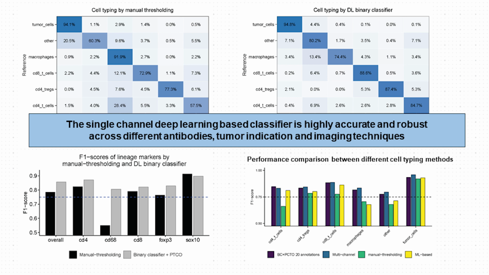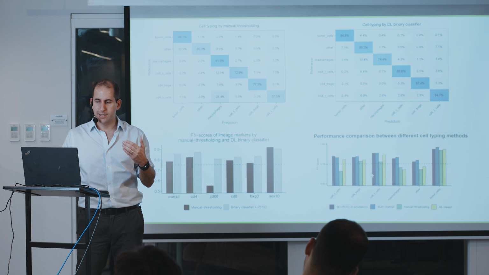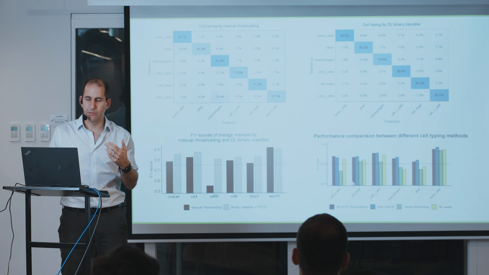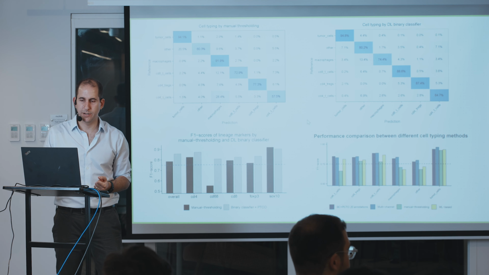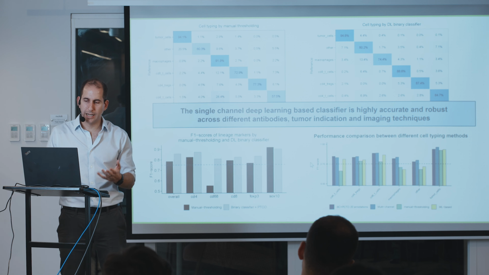When we looked at the F1 scores, comparing manual thresholding in black and our deep learning binary classifier with the 20 annotations for threshold optimization, we can see that in all the channels we had much better performance. And even when we compared ourselves to the multi-channel classifier that was trained on more than 10,000 annotations, we can see that the binary classifier here in dark blue reached really similar results. So from that, we can see that the single-channel deep learning-based classifier is highly accurate and robust across different antibodies, tumor indications, and imaging techniques.